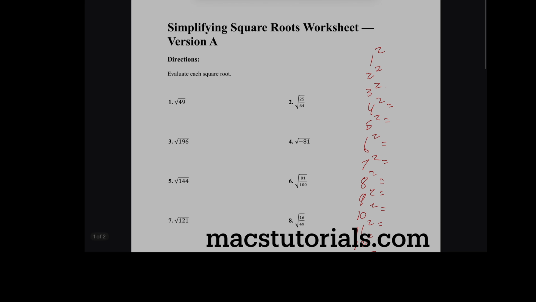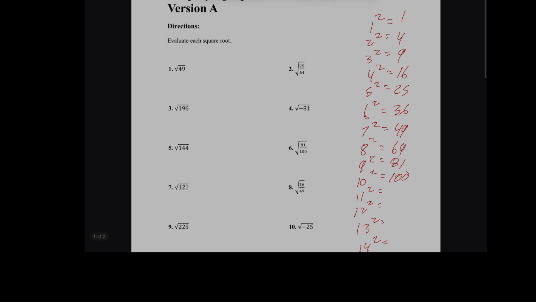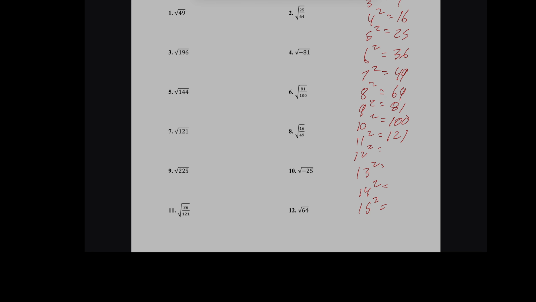Okay, let me write these little equal signs. Thank you for giving me a minute. Maybe I should have prepped this ahead, but that's all right. 1 squared, 1 times 1 is 1. 2 squared is 4. 3 is 9, 4 is 16, 5 is 25, 6 is 36, 7 is 49, 8 is 64, 9 is 81, 10 is 100. 11 is 121, 12 is 144, 13 is 169, 14 is going to be 196, and 15 is going to be 225.